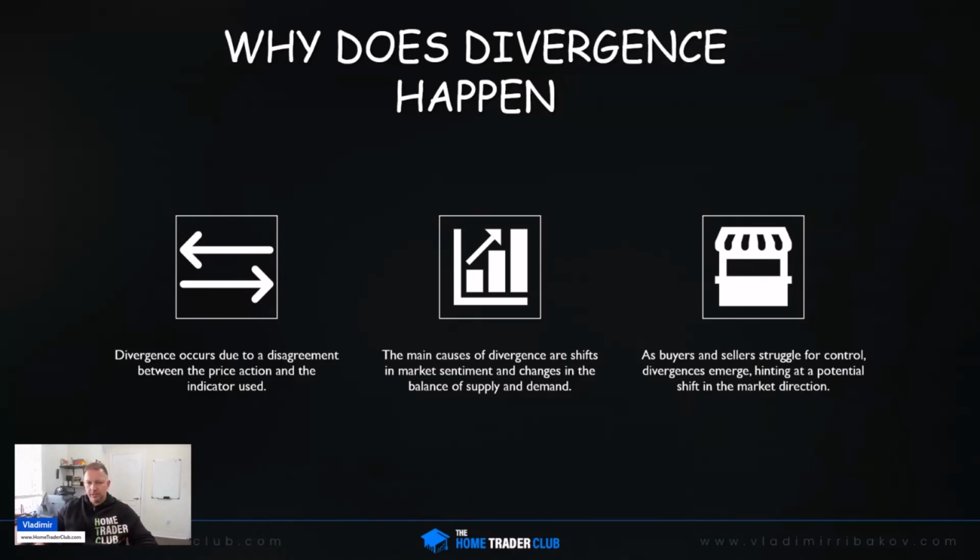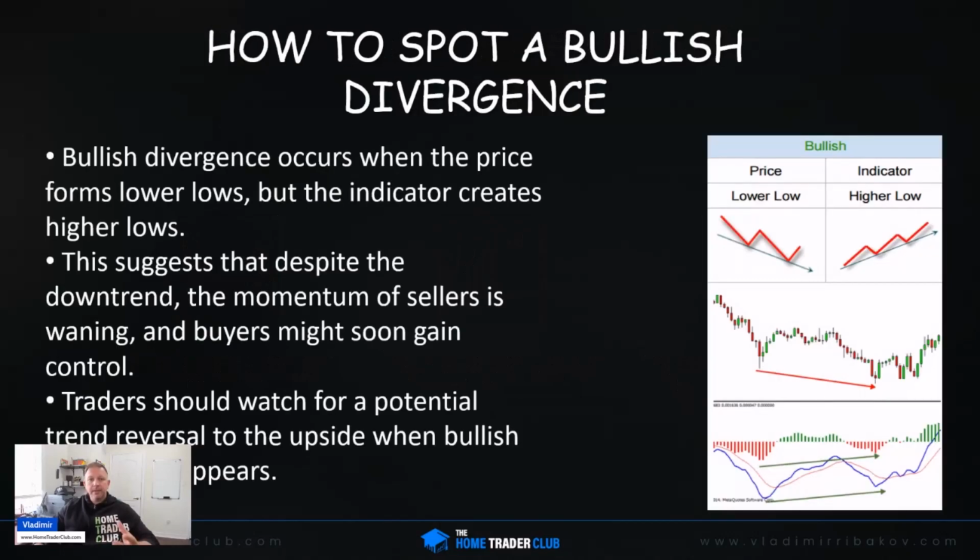You will see that on the charts in a few minutes. As buyers and sellers struggle for control, divergence emerges, hinting at a potential shift in the market direction. Okay? So this is why divergence actually happens. Now let's see, how does that look?